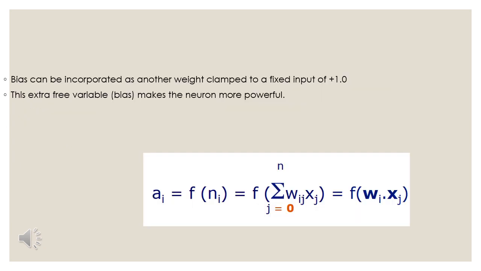The bias can be incorporated as another weight clamped to a fixed input of plus 1.0. This extra free variable, which is known as the bias, makes the neuron more powerful. So here you can see on the slide that we are using the function. In this function we are adding the bias, and we have seen these things in the previous slide as well.